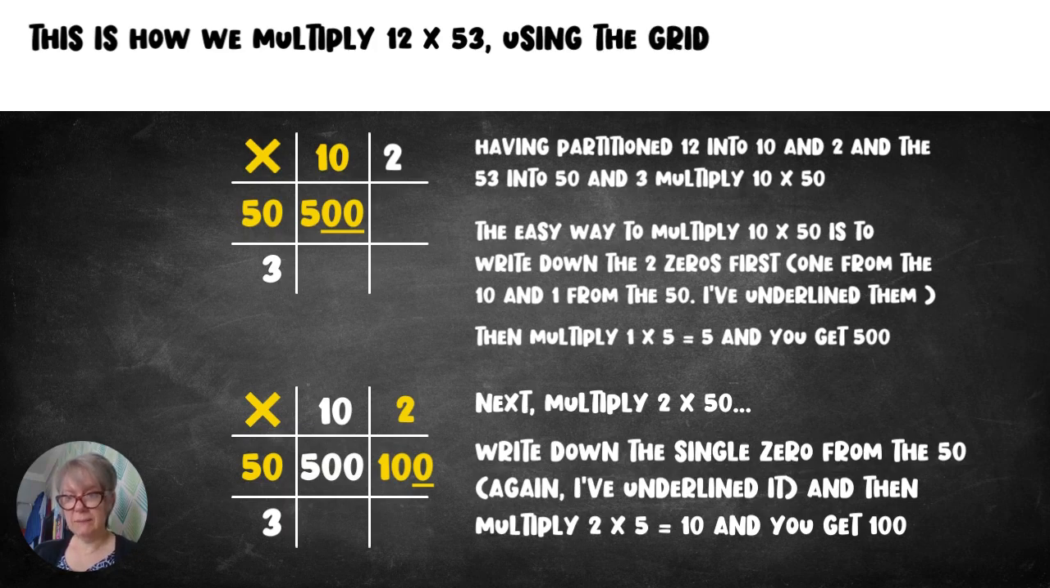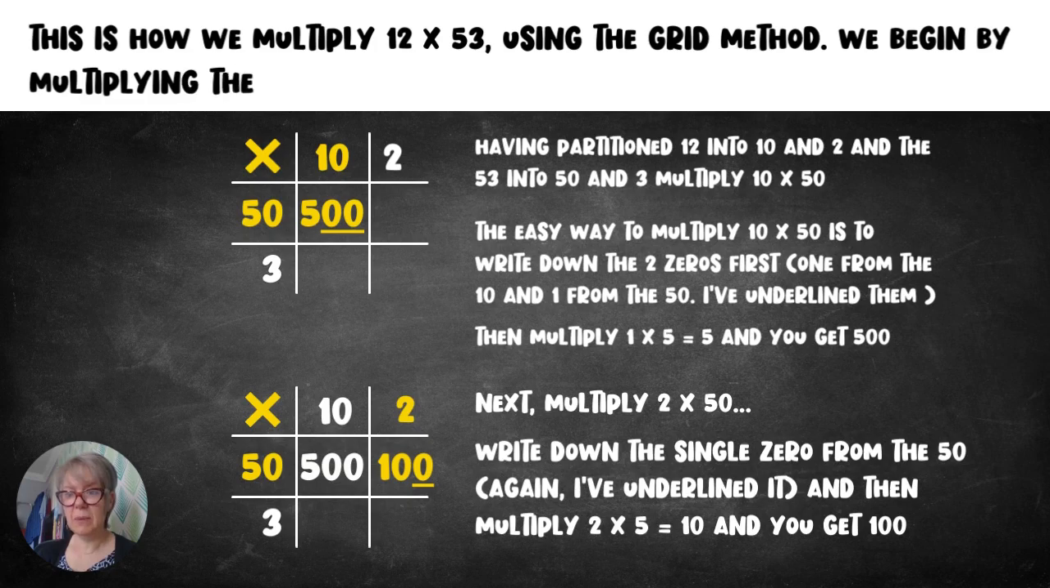This is how we multiply 12 by 53 using the grid method. We begin by multiplying the 10 and the 2 by the 50. So, having partitioned 12 into 10 and 2, and the 53 into 50 and 3, start by multiplying 10 by 50. So you can see that I've put them in yellow in the first example, 10 times 50.